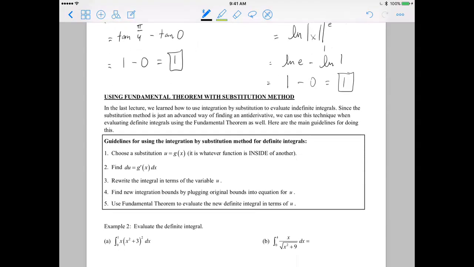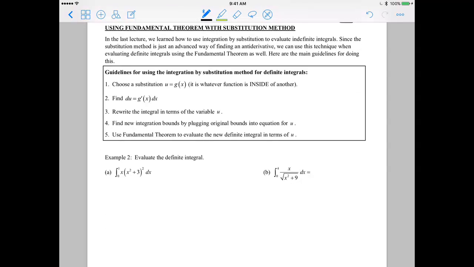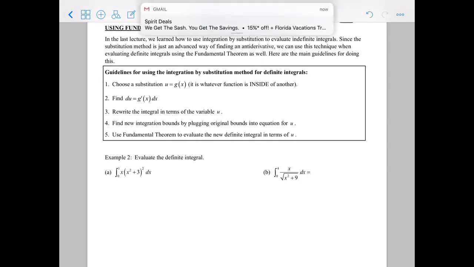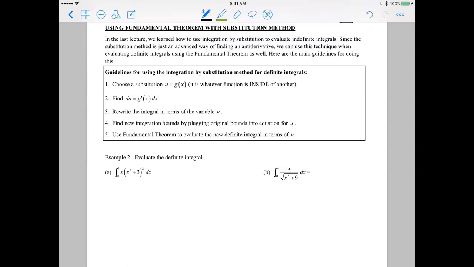Okay, now we want to use the fundamental theorem with the substitution method that we learned in Lecture 5. So in Lecture 5, you learned how to use integration by substitution to evaluate indefinite integrals. And the substitution method is really just an advanced way of finding an antiderivative. So we can use the substitution method on definite integrals as well if it is necessary to find an antiderivative.